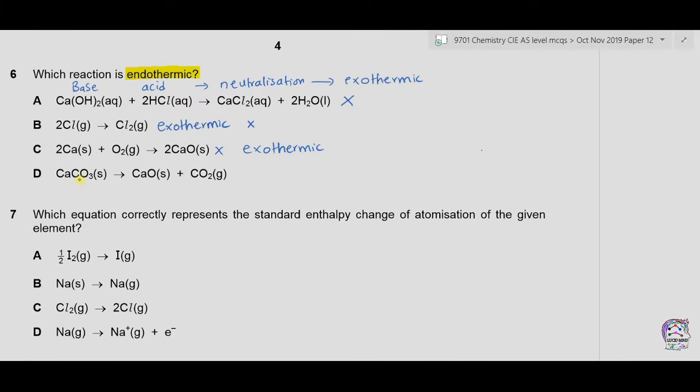In D we have calcium carbonate, which is in solid form, and it is decomposed into calcium oxide and carbon dioxide. Decomposition needs energy, so therefore this is an endothermic reaction. So therefore option D is the correct one.